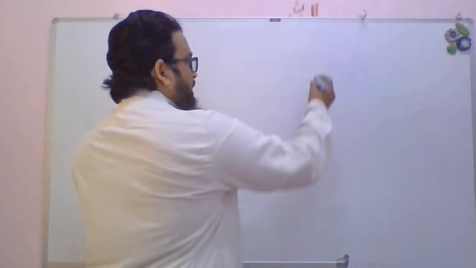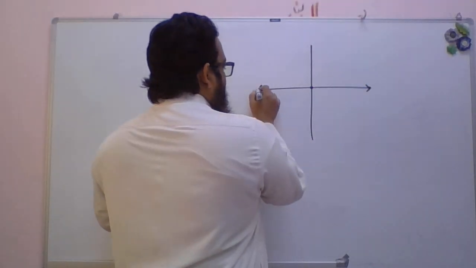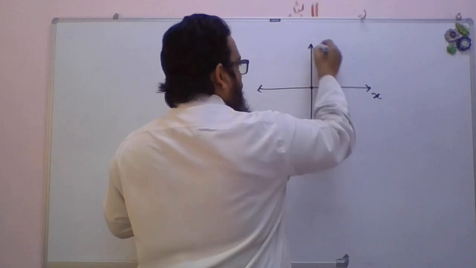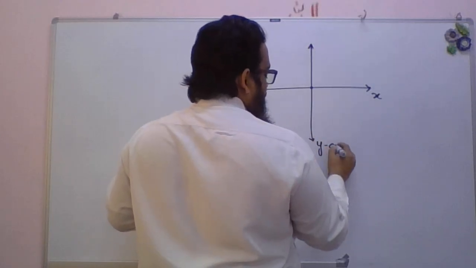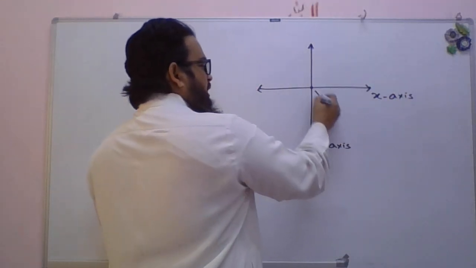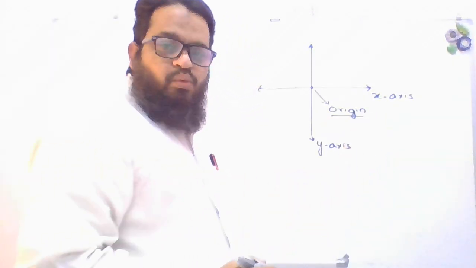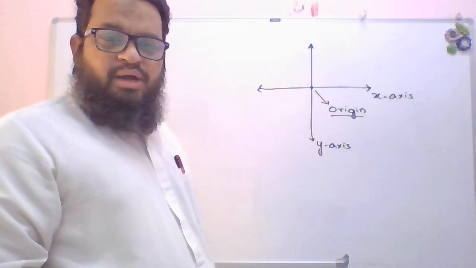End of chapter exercise, question number 1. What are the coordinates of the point of intersection of the two axes? We already know that we have studied the horizontal x-axis and the vertical y-axis. What is the intersection point? This is our intersection point, and we call it the origin.